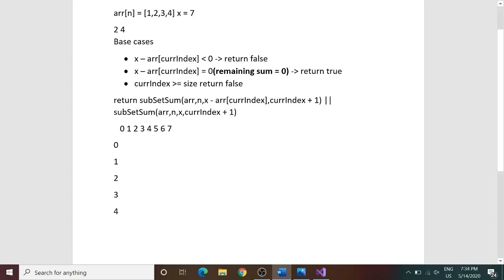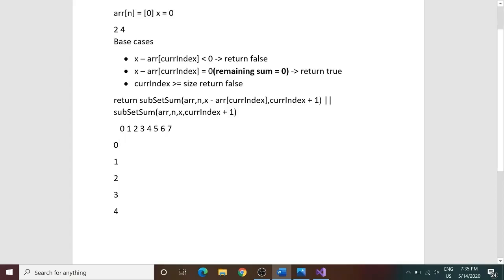Now suppose, what does this subproblem mean? I am talking about this node. This node says that I have a zero amount to be made from zero elements in the array. This subproblem means this thing. This node, what I mean to say.